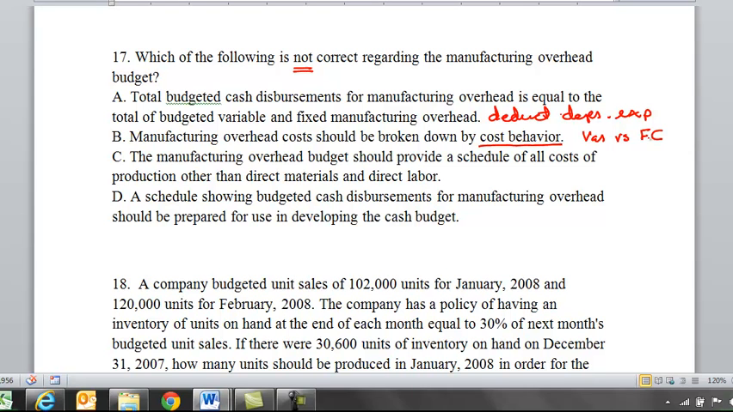C, the manufacturing overhead budget should provide a schedule of all costs of production other than direct materials and direct labor. And that's correct because direct materials and direct labor have their own budgets. D, a schedule showing budgeted cost disbursements for manufacturing overhead should be prepared for use in developing the cash budget. And what that means is I'm taking my total manufacturing overhead cost and I'm subtracting depreciation expense. And the last line is my cash disbursement. And that's what's going to go onto the cash budget. So the only one that's not right is A.